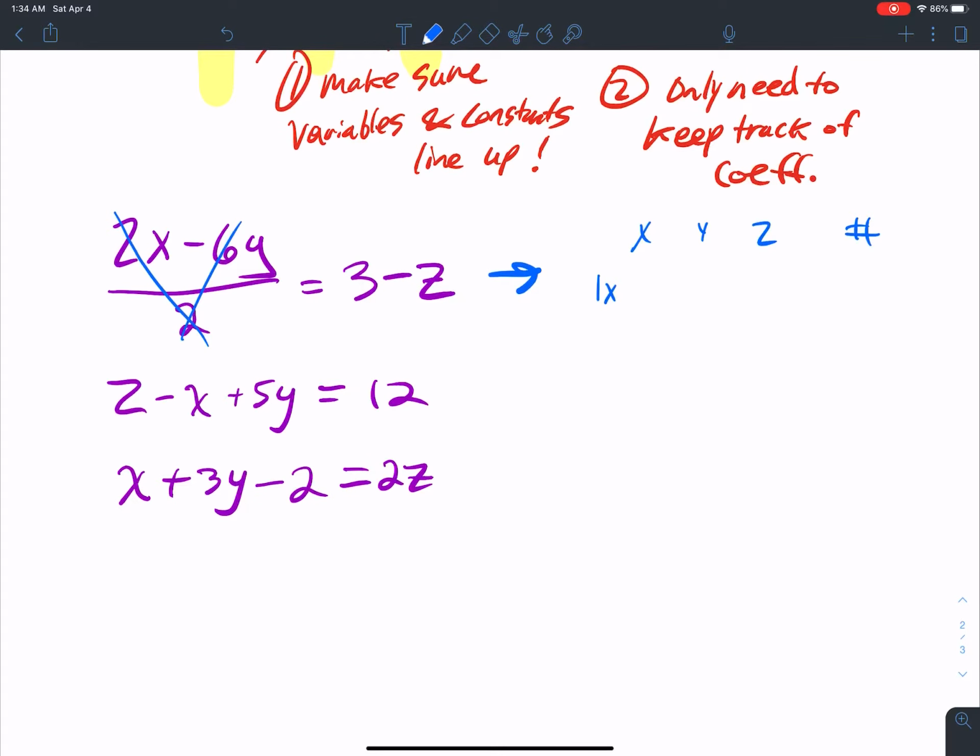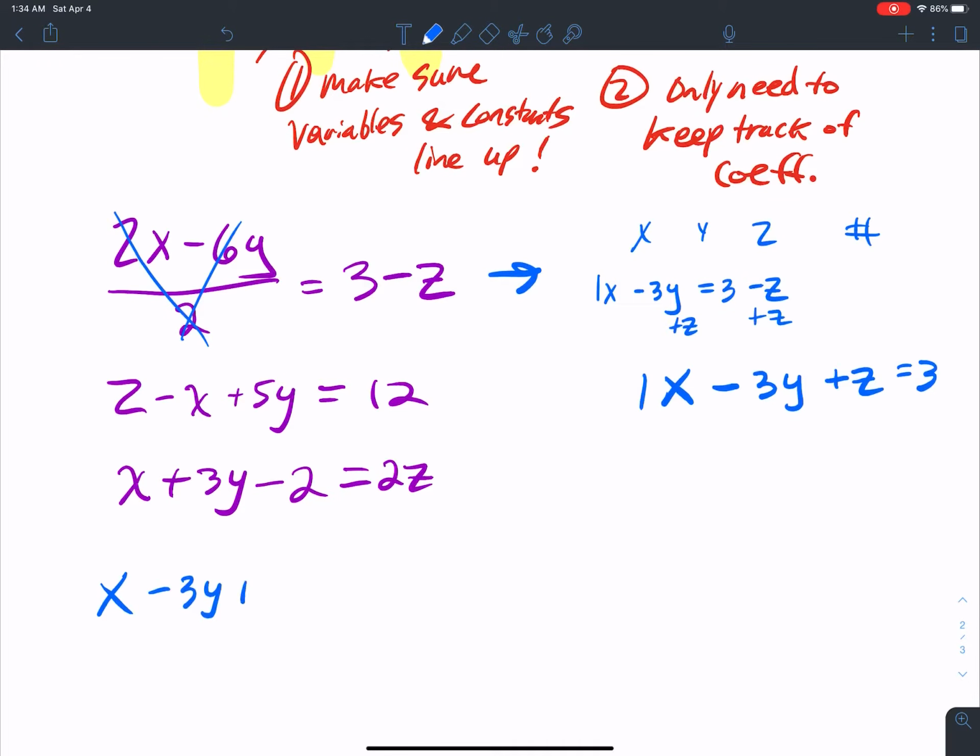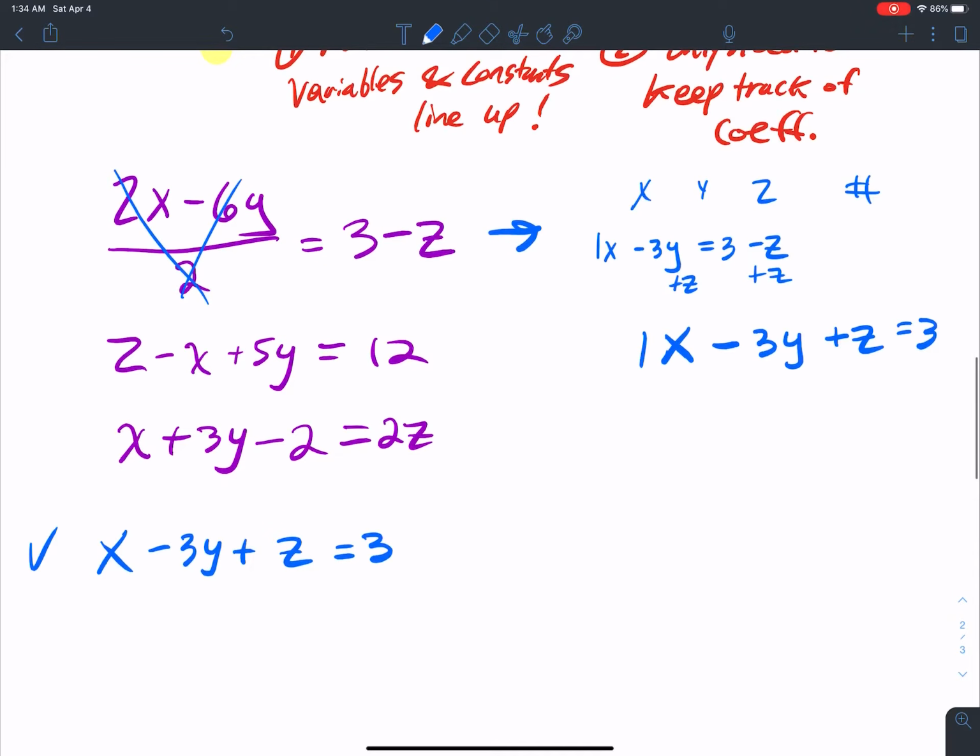And then that gets me what? Minus 3y equals 3 minus z. So what do I need to do? I need to add z to both sides. Now I think I'm good. I got 1x minus 3y plus z equals 3. So x minus 3y plus z equals 3. That's my first equation. Good to go.